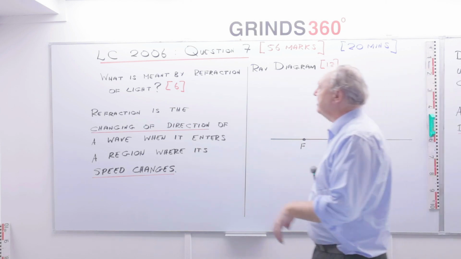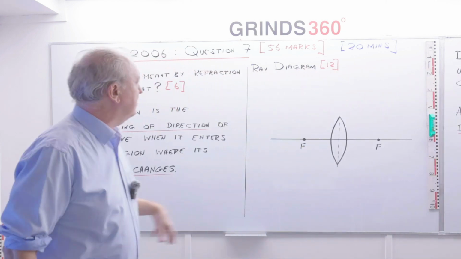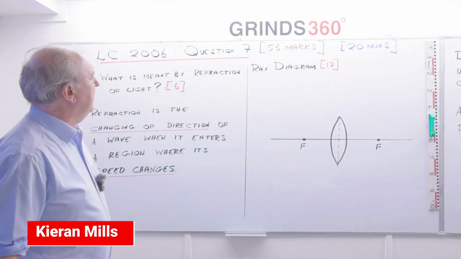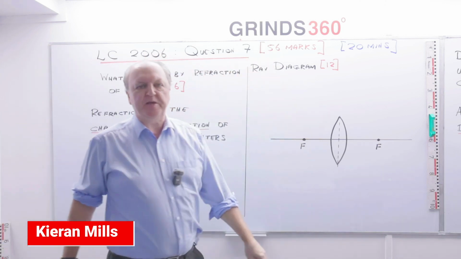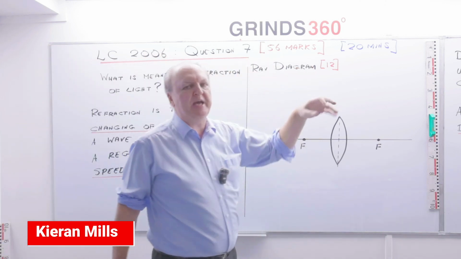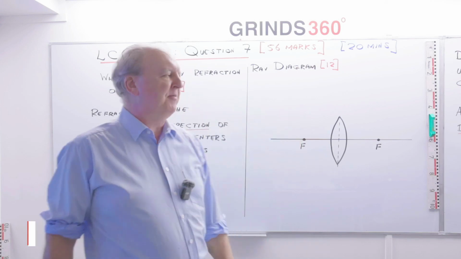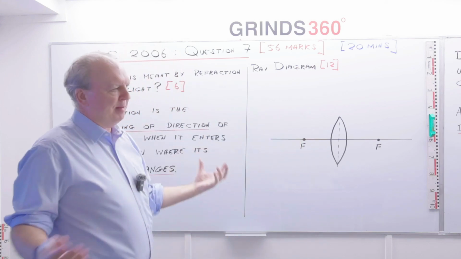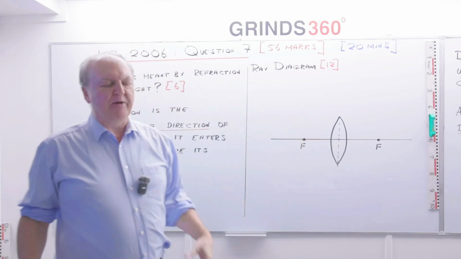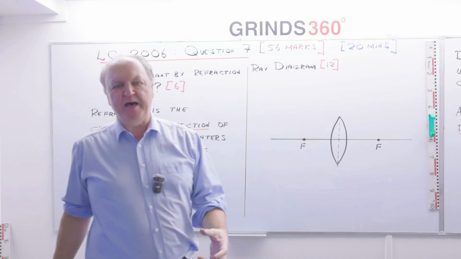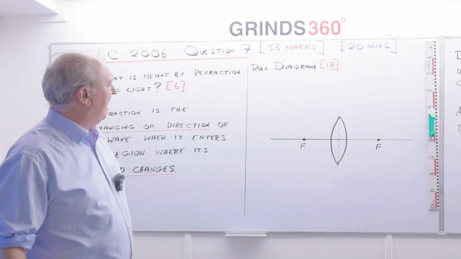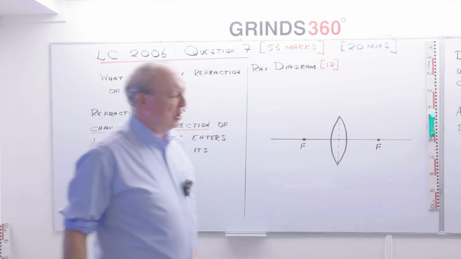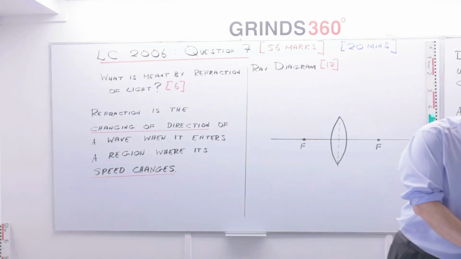So let's have a look at Leaving Cert 2006, question 7 from the physics paper. This question will be 56 marks. Typically should take you about 20 minutes to carry out this question. This question is all about lenses, refraction, power of the eye, and so on. So it's bringing together a lot of topics that you've already studied. So let's have a look at this question in your notes.